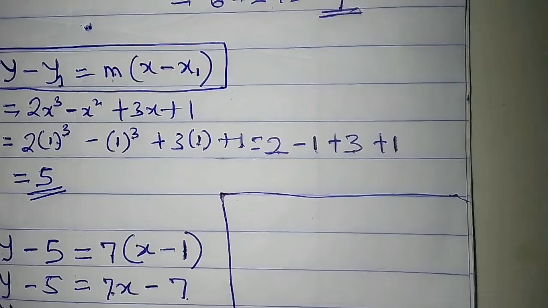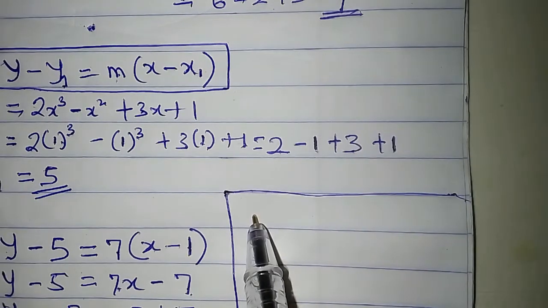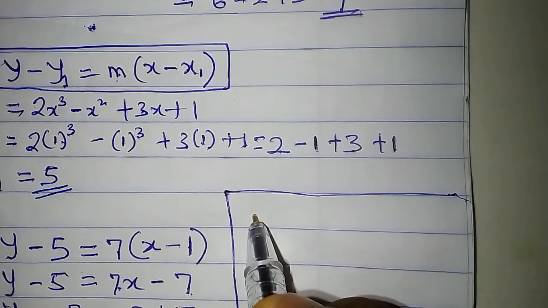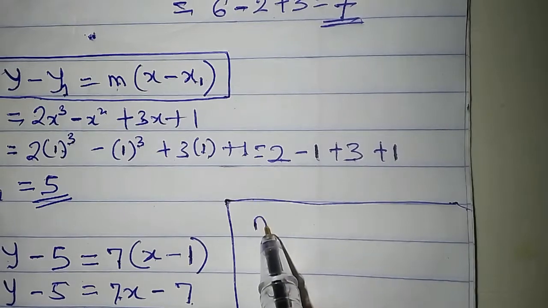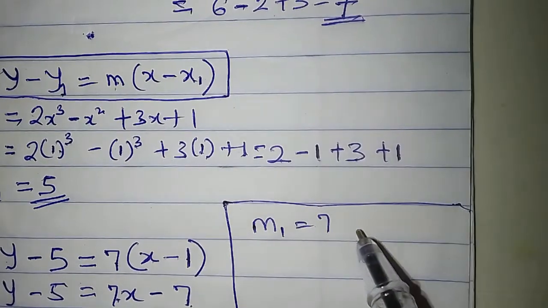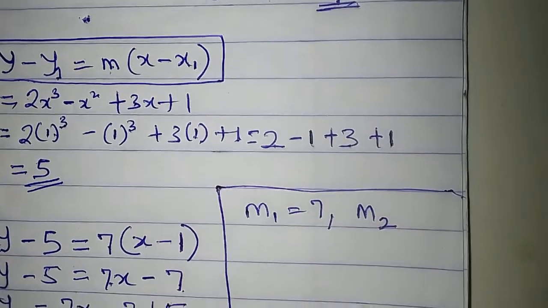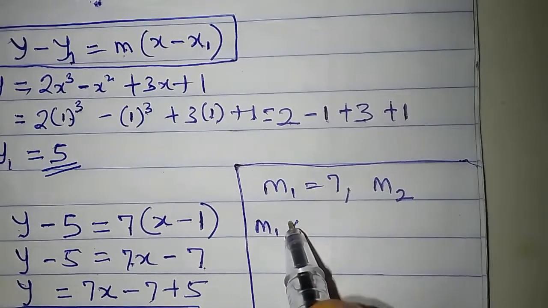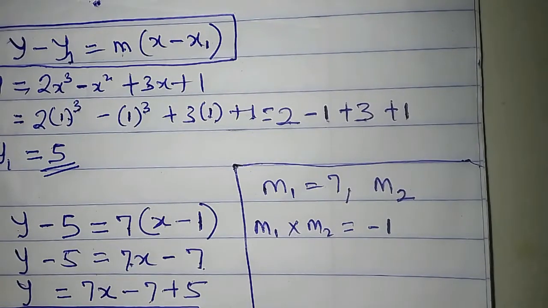Alright? Now, under coordinate geometry, for two lines that are perpendicular, the product of their gradients is equal to minus 1. So let us say that the gradient of the tangent, which we got as 7, is m1. m1 is equal to 7. And let the gradient of the normal be m2. Since the two lines are perpendicular, m1 times m2 is equal to minus 1. I hope you get this.